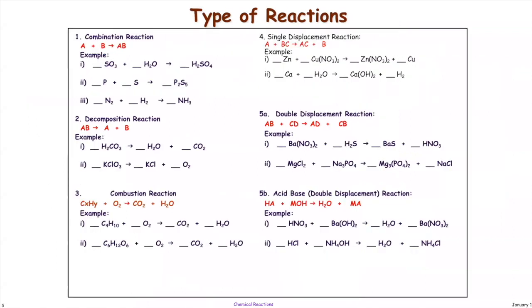Okay, so these are the different types of reaction. Remember, when you take two chemicals and you combine them into one, that's a combination reaction. Like if you take sulfur trioxide and water and get sulfuric acid, that's a combination reaction. When you take one chemical and break it down into parts, that's a decomposition reaction.